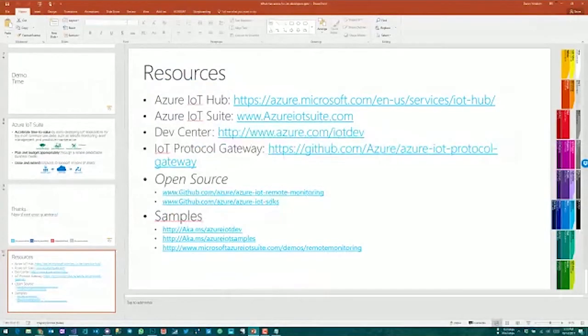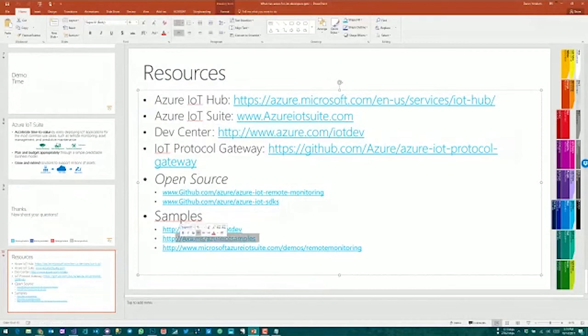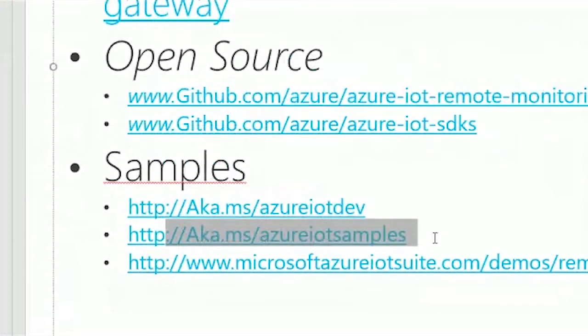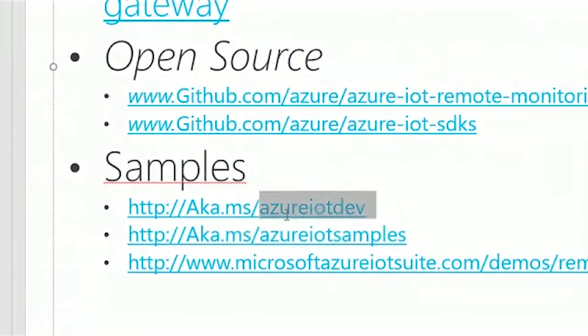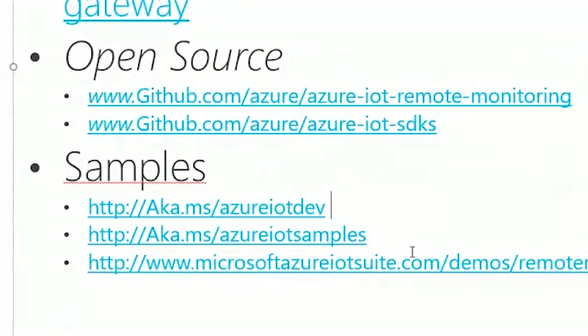If you go to GitHub and look for Azure IoT remote monitoring and Azure IoT SDKs, you're going to get all of the libraries that I used. If you're looking for the samples, go to aka.ms/Azure IoT samples. You can go to Azure IoT development as well for additional resources. And if you are looking for the Azure IoT Suite scenarios, go to Microsoft Azure IoT Suite.com.